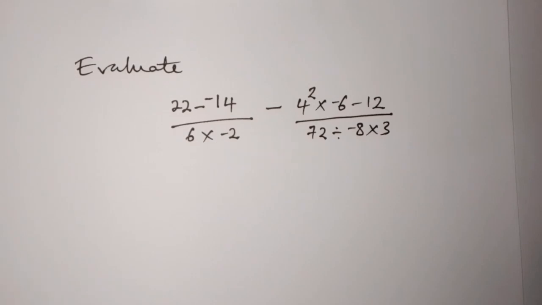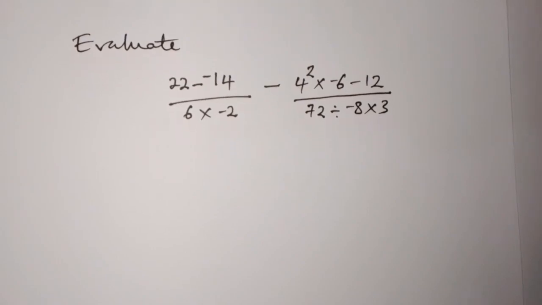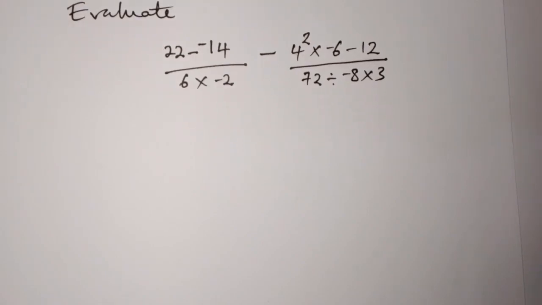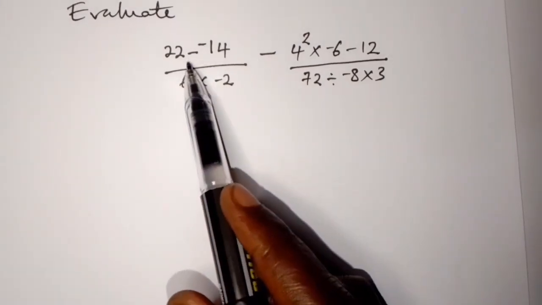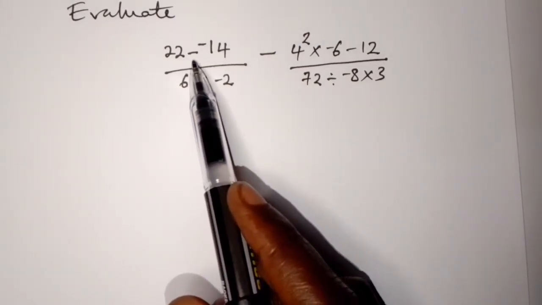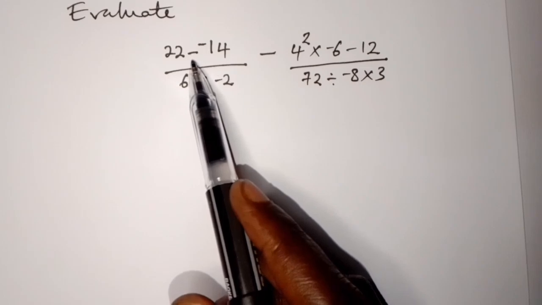Evaluate (22 minus negative 14 over 6 times negative 2) minus (4 squared times negative 6 minus 12 over 72 divided by negative 8 times 3). So first of all, what we are going to do is to solve this numerator here.